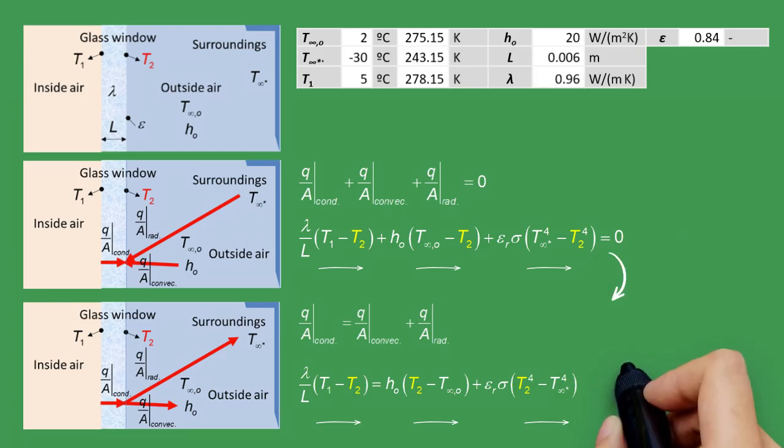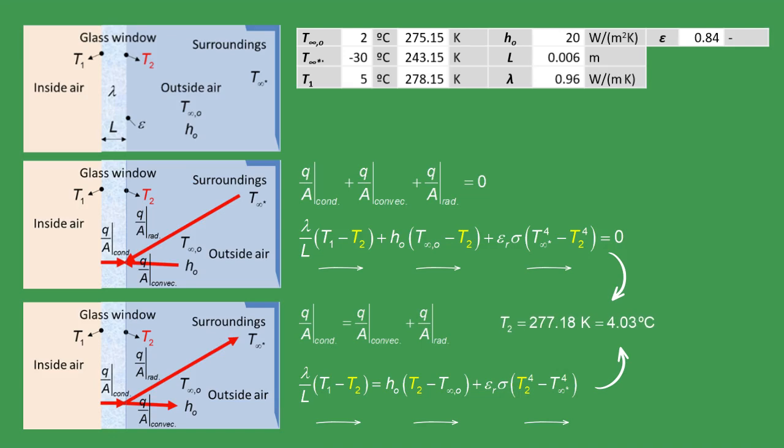Solving this equation, with all temperatures in Kelvin, you can find the temperature of the outer surface of the window. After that, you can calculate the heat flux through the window.